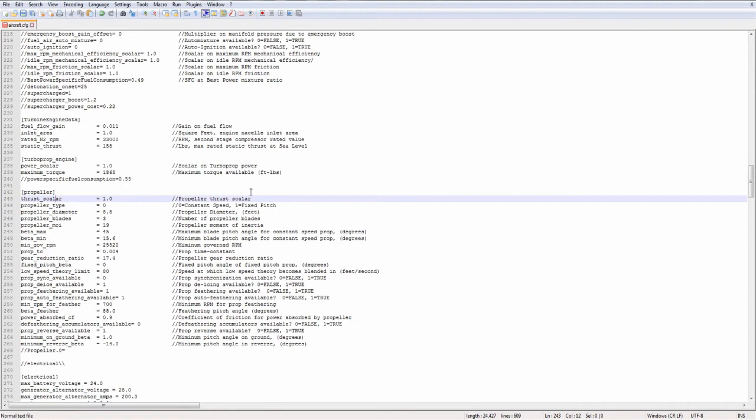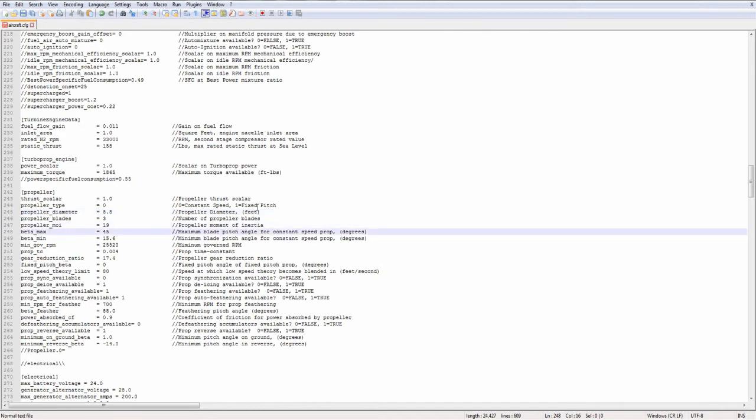Now, thrust scaler, again, a simple scalar on thrust for the propeller. Propeller type is a 0 is a constant speed and 1 is a fixed pitch. Propeller diameter, this is the diameter of the propeller, 8.8 feet on the Cessna Caravan. It's in feet. Propeller blades, how many blades does the propeller have? 3 in the case of the Caravan. Propeller moment of inertia, 19.